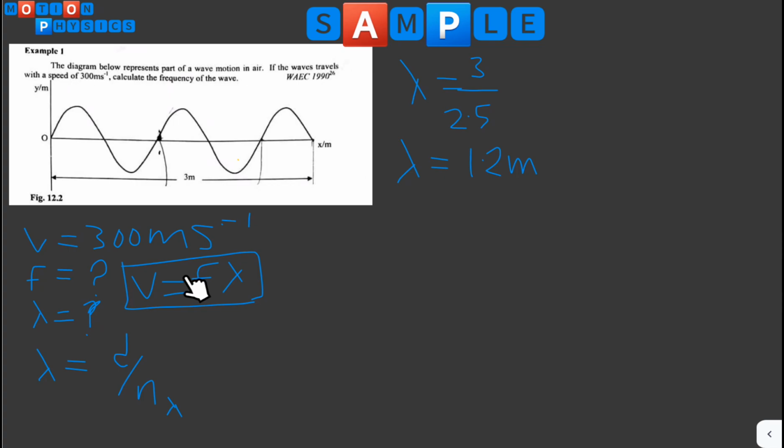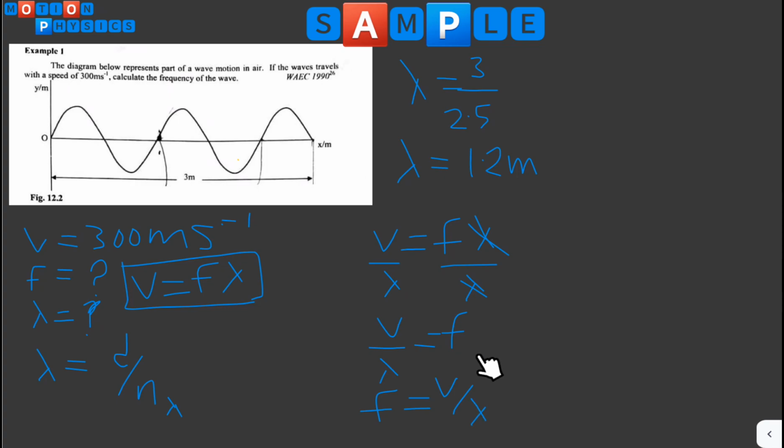So we'll come back to the formula we are supposed to use. Now recall, we are asked to calculate the frequency of the wave. So I would make F the subject of the formula here. How would I do that? I say V equals F lambda, and I divide all through by lambda in order for F to stand alone. This lambda will cancel this one here, so I'll write it as V over lambda equals F. But in physics you can't write it like this, so you say F would come first, and you say V over lambda.